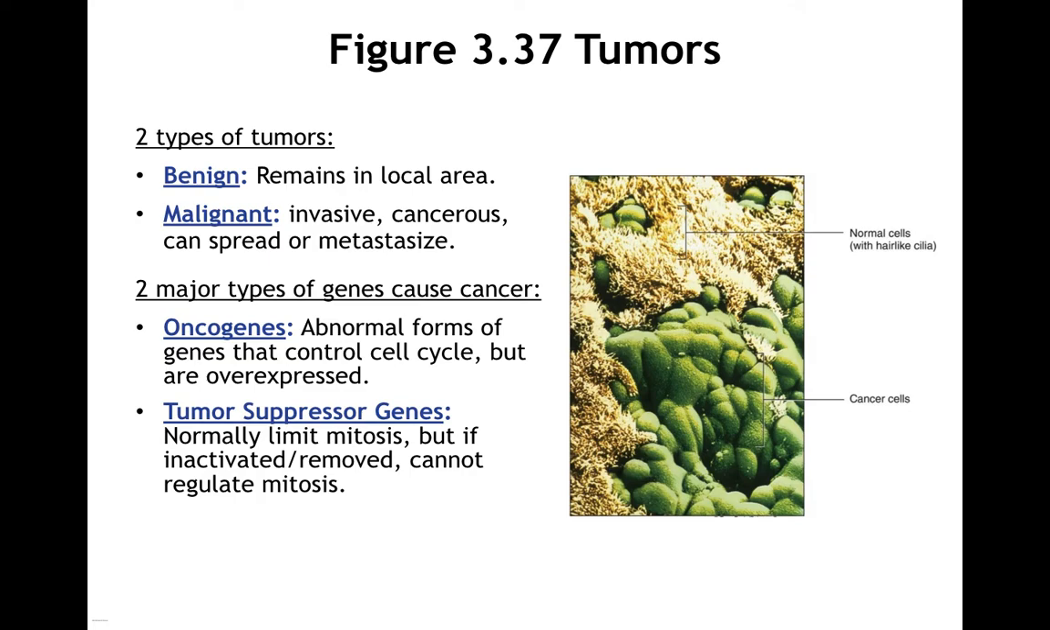There are also tumor suppressor genes, which are normally limiting mitosis, but when we lose those, when they become inactive or removed completely, we lose the ability to get mitosis under control. So you can think of oncogenes kind of as an accelerator in the cell, and tumor suppressor genes as kind of a brake in the cell. If your accelerator sticks and your brakes fail, you're going to be in trouble.